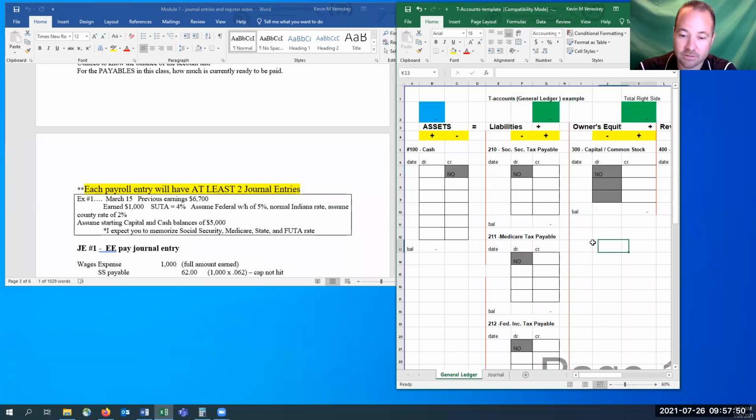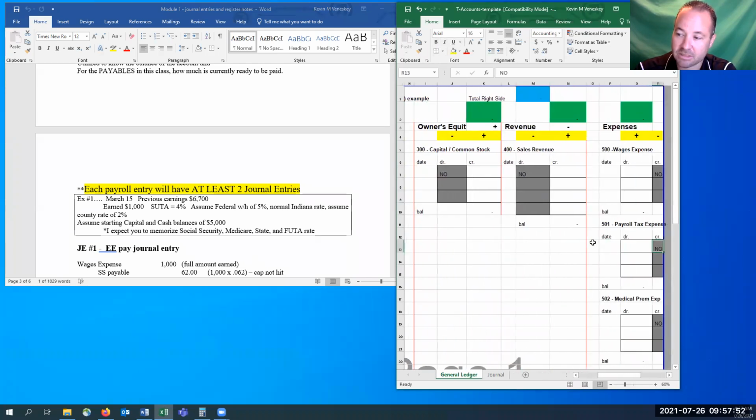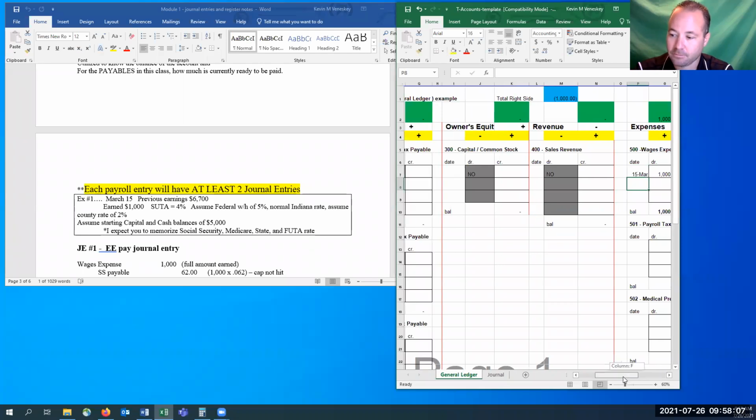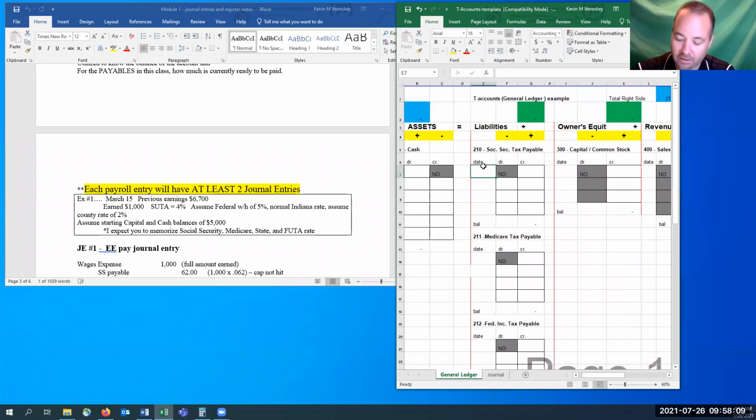Now, as we're doing this, we might as well start putting these into our T accounts. So wage expenses are always on the far right. We had $1,000 and we could put this in as our March 15th payroll. So the date would be 3/15. And then on 3-15, we had Social Security of $62.